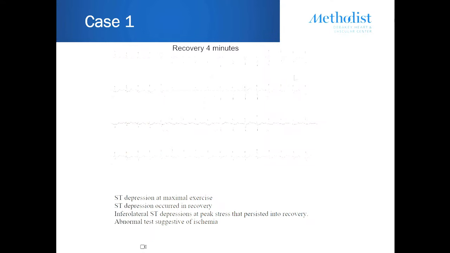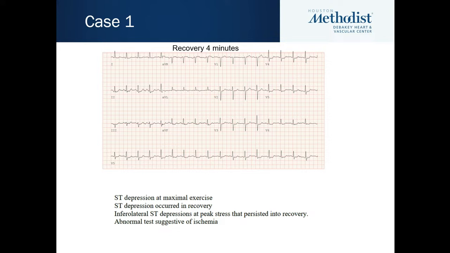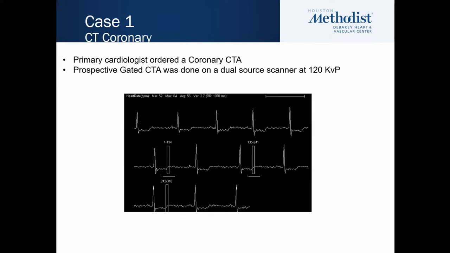Seeing this entire picture, the general cardiologist calls it ST depressions at maximal exercise and at recovery, suggestive of ischemia, and says let's get a next test. At this point, his cardiologist decides that since he's a 59-year-old who probably doesn't have a lot of CAD, this would be a false positive. So he ends up sending him for a CTA. In this case, the coronary CTA was done.